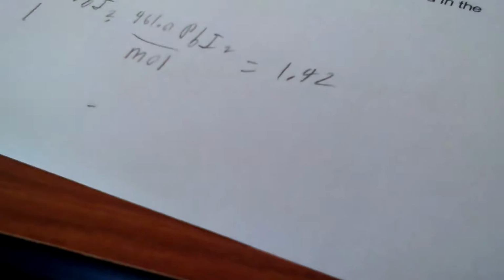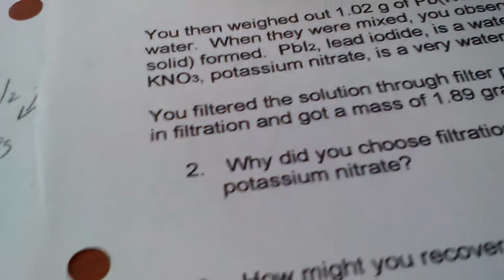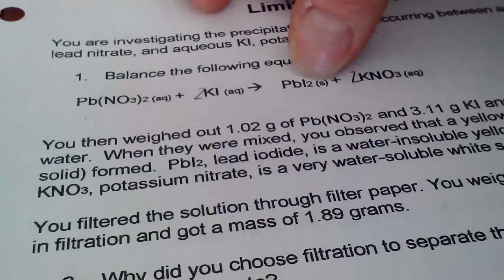All right, so moles of lead iodide. We didn't change the number, we just changed the units. Basically what this is saying is that for every 3.08 times 10 to the negative third moles of lead nitrate we reacted, we get 3.08 times 10 to the negative third moles of lead iodide.